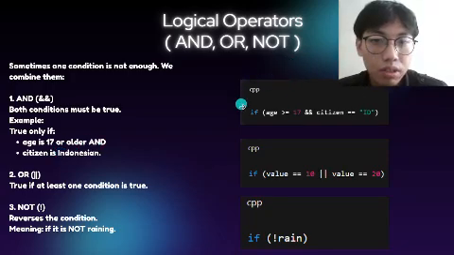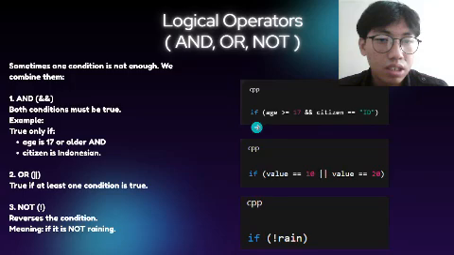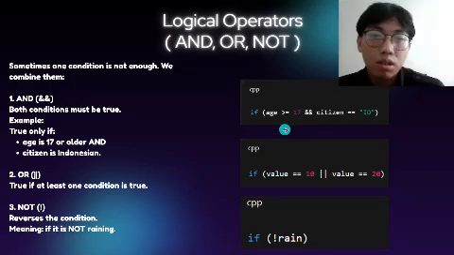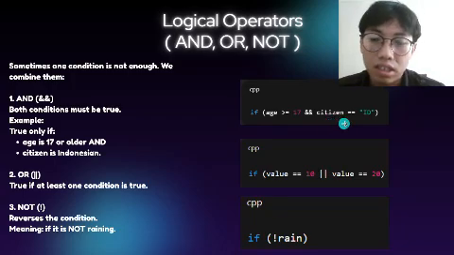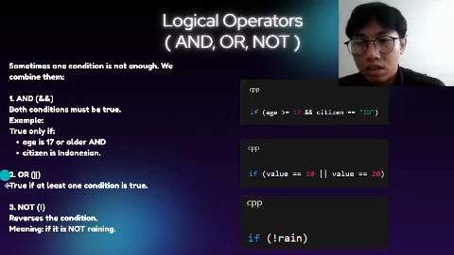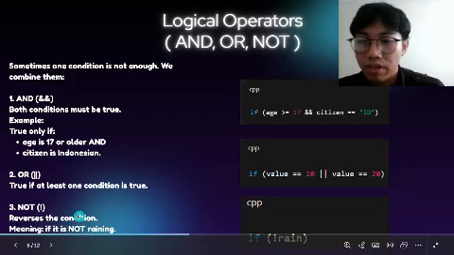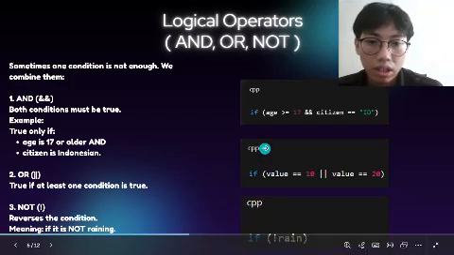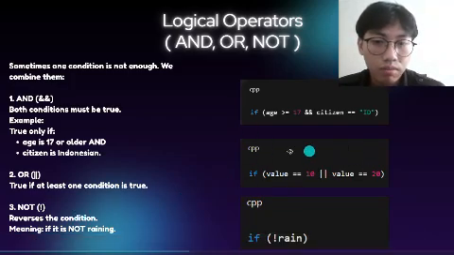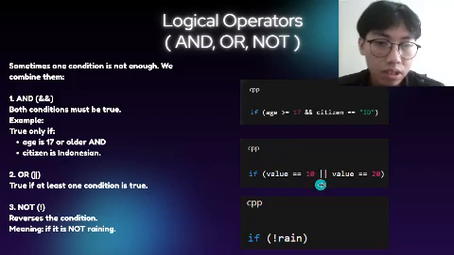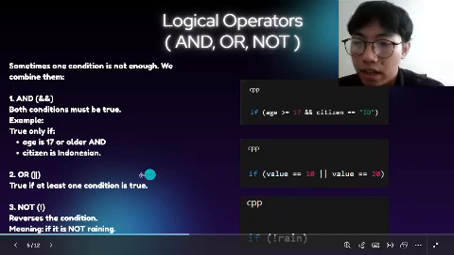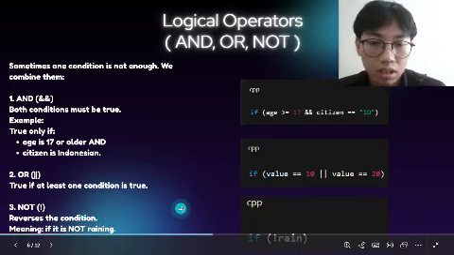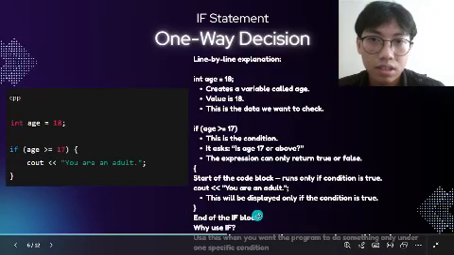You can take a look at the example code like this. In C++: if x is more than or equal to 17 and citizen is Indonesian. The second one is or. True if at least one condition is true. You can look at the example code: if value is 10 or value is 20. Not reverses the condition, meaning if it's not raining. The sample code is like this.